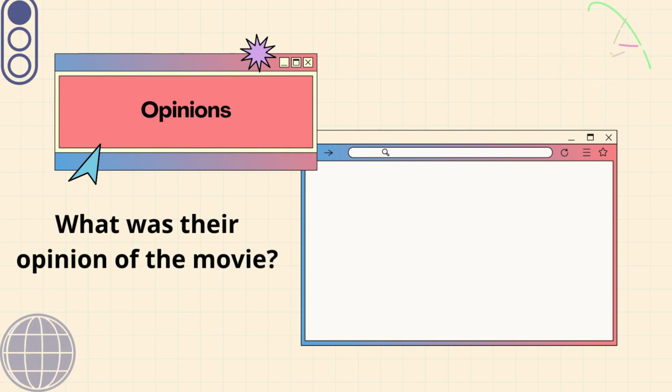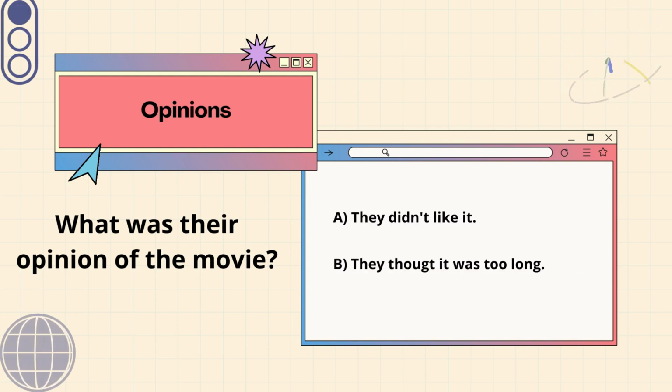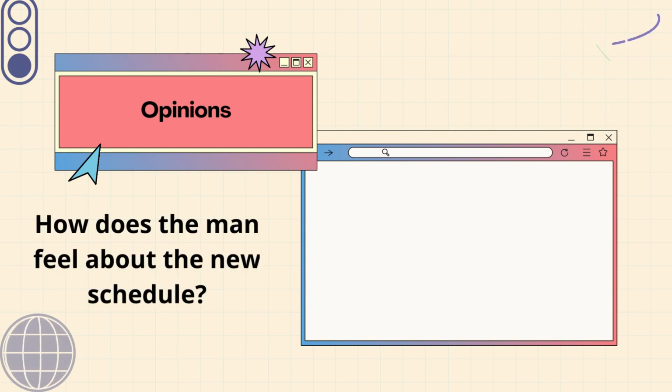Questions about opinions are very similar to the previous example. What was their opinion of the movie? They didn't like it, or they thought it was too long. As you can see, the answer types resemble the previous slide. In this case, feelings are classified as opinions, so it is a nice preparation to study feelings and emotions because you will encounter this vocabulary at least once in the exam.